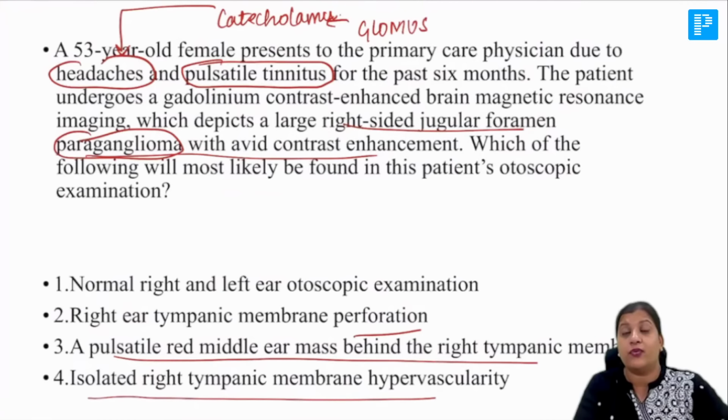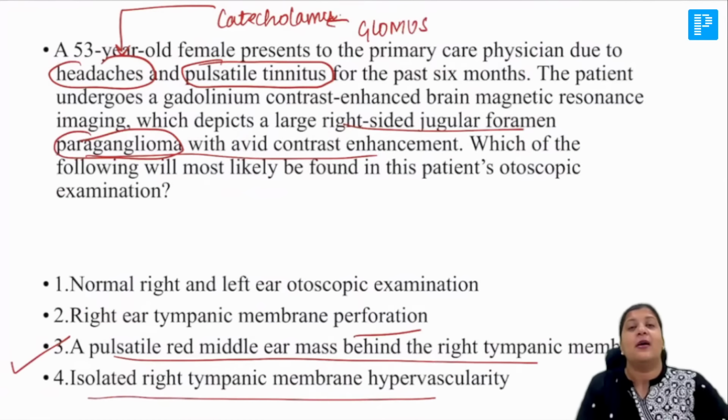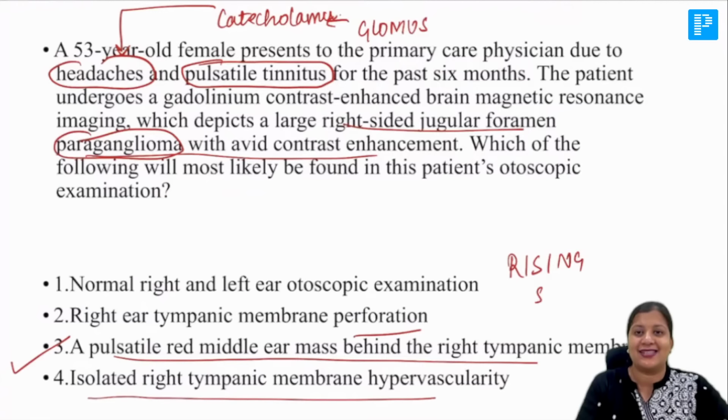They haven't given out the word glomus, but they have given you paraganglioma, suggesting it's a glomus tumor. In glomus, what is the clinical sign that we see? We see a pulsatile red mass lying behind the tympanic membrane, and this appearance we call the rising sun appearance. Can I also call it a sunset appearance? Yes. So don't get confused in the exam. Is it rising sun or sunset?